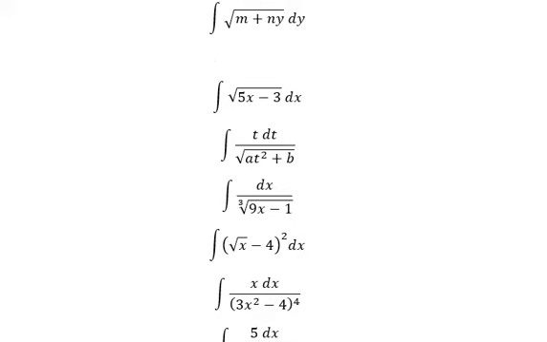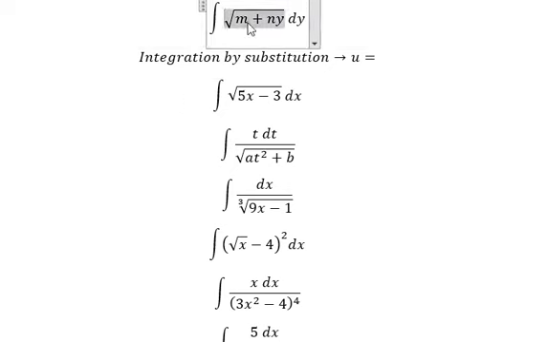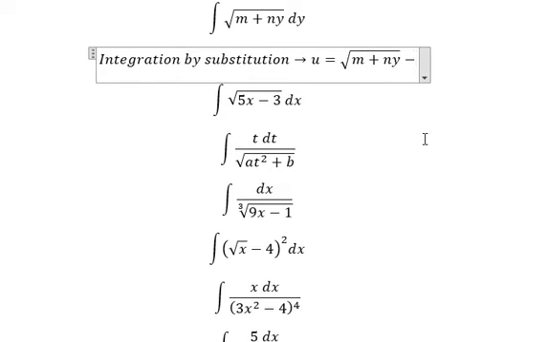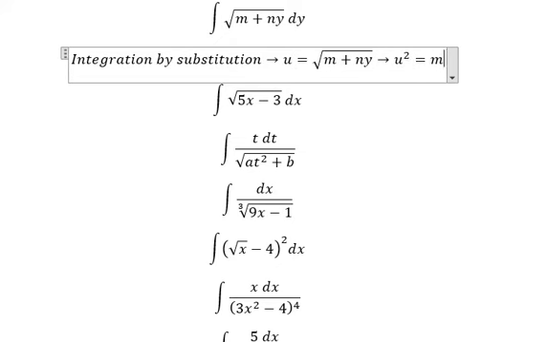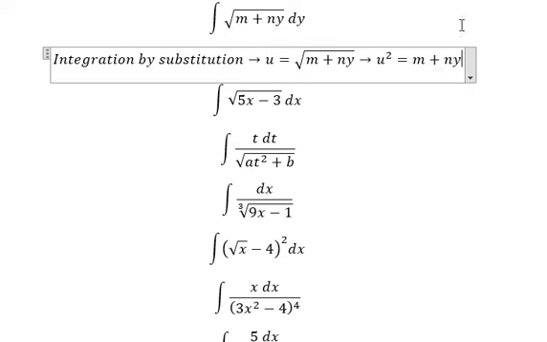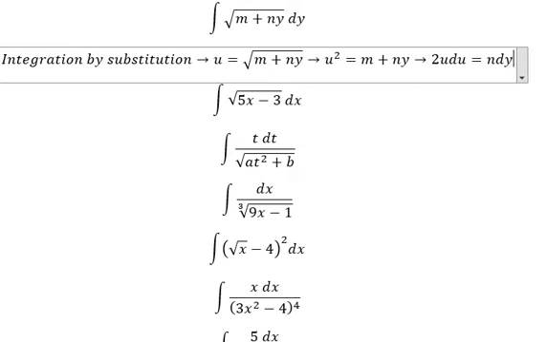Question number 1. We need to use integration by substitution. So I will put u equals to this one. So we put the square for both sides, because we want to cancel the square root, and later we do first the derivative for both sides. Because we don't have n in here, we divide both sides by n.